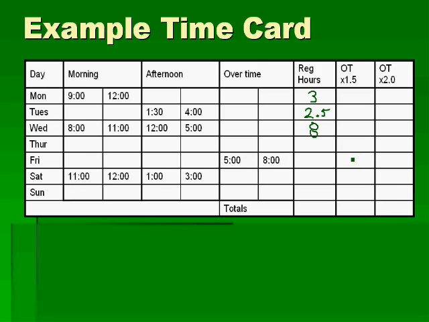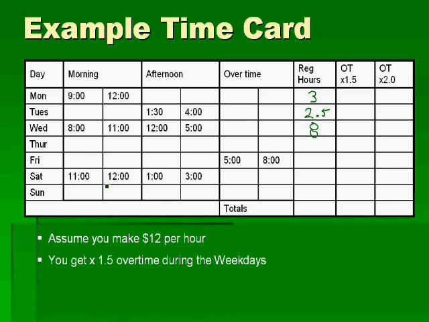Assume you're making $12 an hour, and that's going to be important on the next page when we calculate our total number of hours. You get 1.5 overtime during the weekdays. Weekdays would be Monday to Friday. So on Friday overtime, I get overtime 1.5 for those hours. And you get times 2 overtime during the weekends, so Saturday and Sunday.